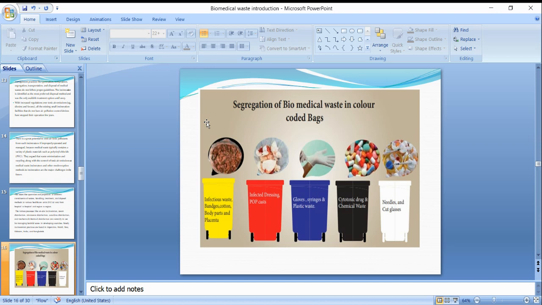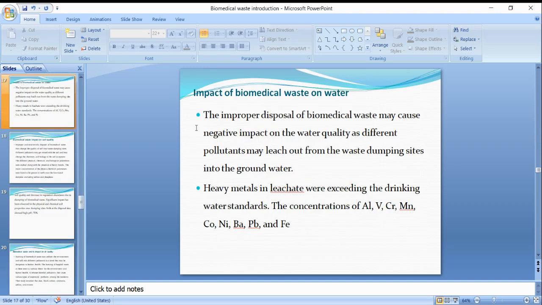So if we segregate in the color-coded bags, yellow for this, red for that, so we are coding. If you segregate at the hospital itself, it will reduce some effort for the further treatment.